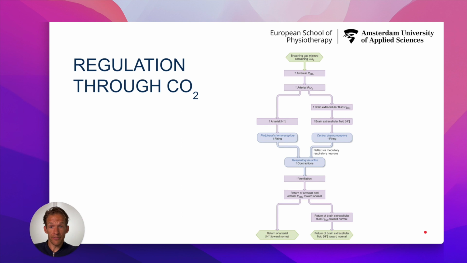So in this flowchart, you can see that for CO2 there are actually two pathways. The first pathway is through the peripheral chemoreceptors that detect changes in pCO2, and here you can see that the central chemoreceptors can also respond to changes in pCO2. Ultimately, they will trigger the same response: if the CO2 levels go up, upgrade the ventilation to bring both the acid as well as the CO2 levels back to normal.